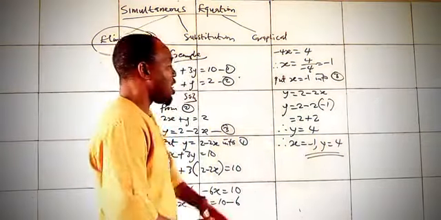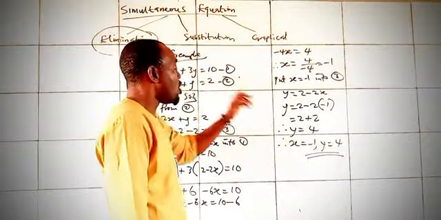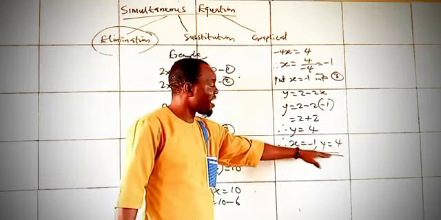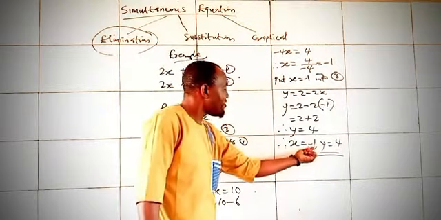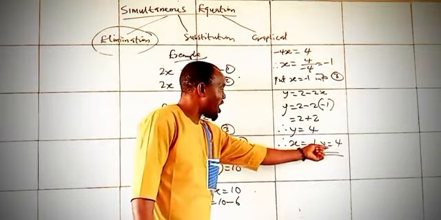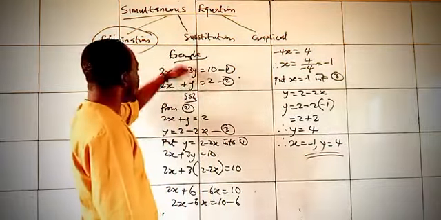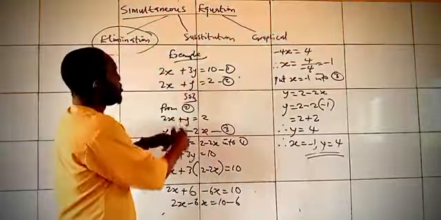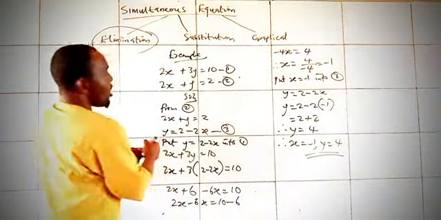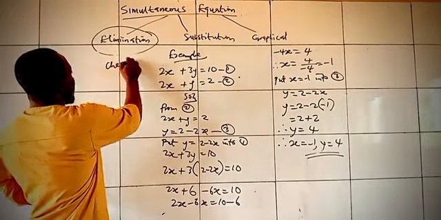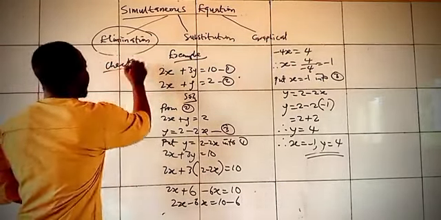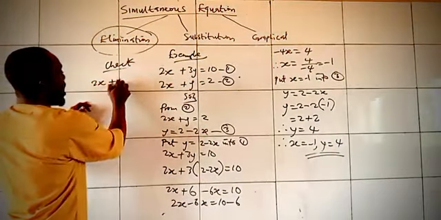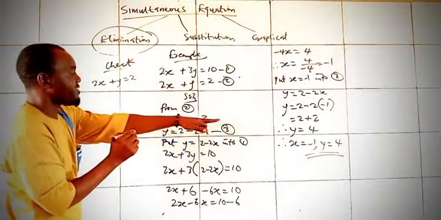Like I said in our previous class during the elimination method, we can also check if the answer is correct by putting this x, which is minus 1, and y, which is 4, into any of the equations. If you put it in, you check. Let's say check, to check our answer. To check our answer now, I'm taking this equation 2x plus y equal to 2. So x is minus 1.